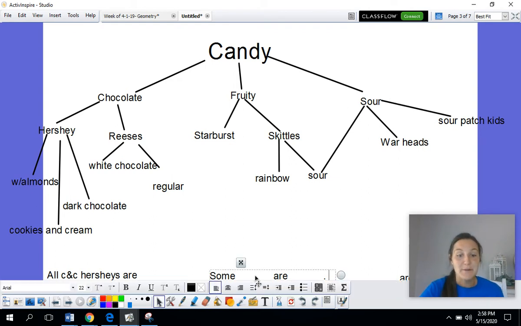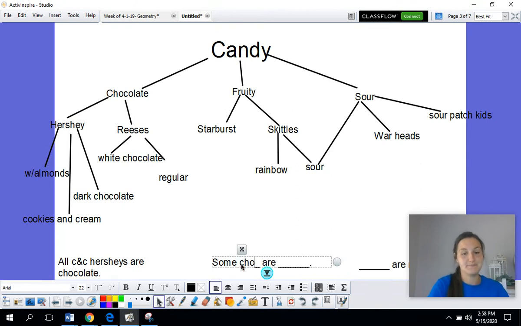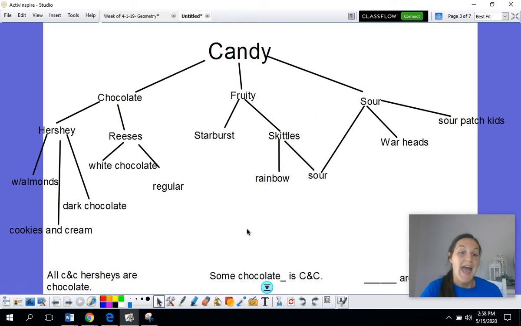So I could put here some chocolate is, I'm going to do C and C for cookies and cream, is cookies and cream. I could also say some chocolate is Reese's, some chocolate will be white chocolate, but again, when you're going top down, those top categories don't always fit into the bottom categories, but the bottom categories will always fit in the top categories.